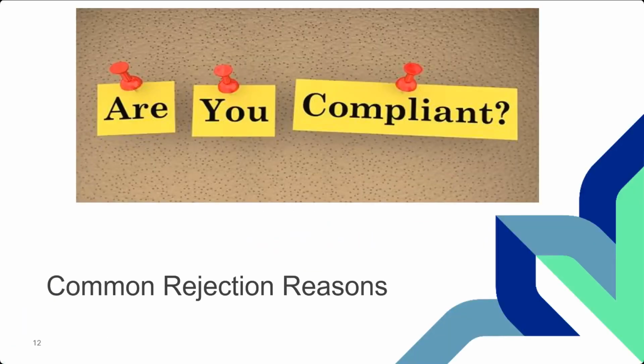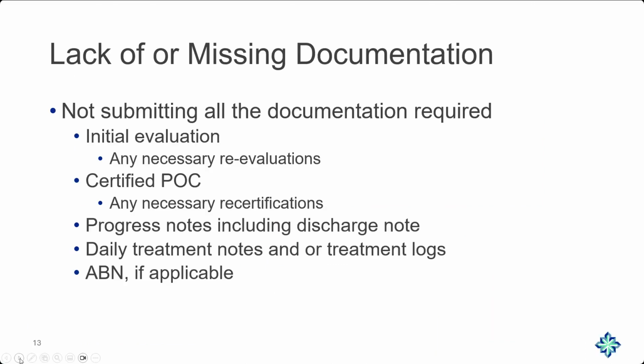Let's now move on and talk about the most common reasons claims are being rejected or denied if they are reviewed. So this is a medical review denial that is appended to a claim when all necessary documentation needed to complete the review is not submitted. So it's called lack of or missing documentation. This generally happens when a component of your documentation is just simply not submitted with your documentation.